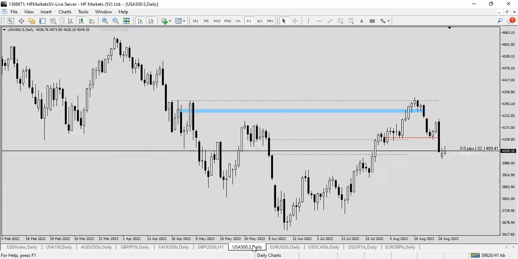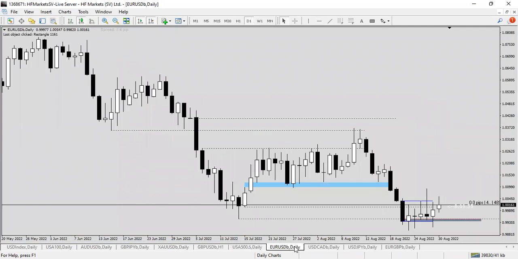S&P 500, same thing. So as a trader, these are times when you have to understand that it's better to relax. Yes, there are going to be setups forming every single day, but is it worth the risk?